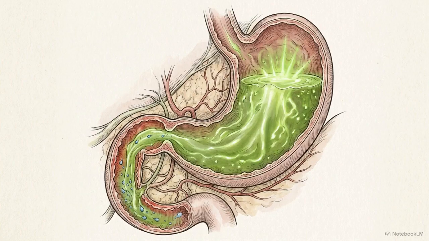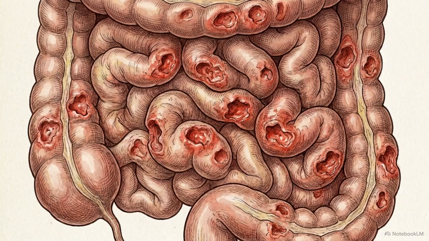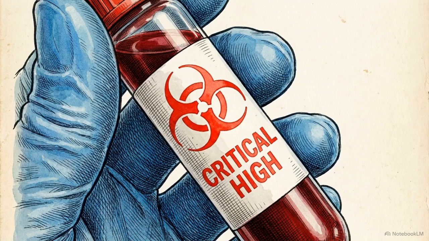Gastrinomas drive Zollinger-Ellison syndrome. Massive acid production prevents the activation of pancreatic enzymes, causing diarrhea, and yields multiple recurrent peptic ulcers in atypical locations like the jejunum. Diagnosis requires a fasting gastrin level above 1,000 picograms per milliliter, or a positive secretin test.